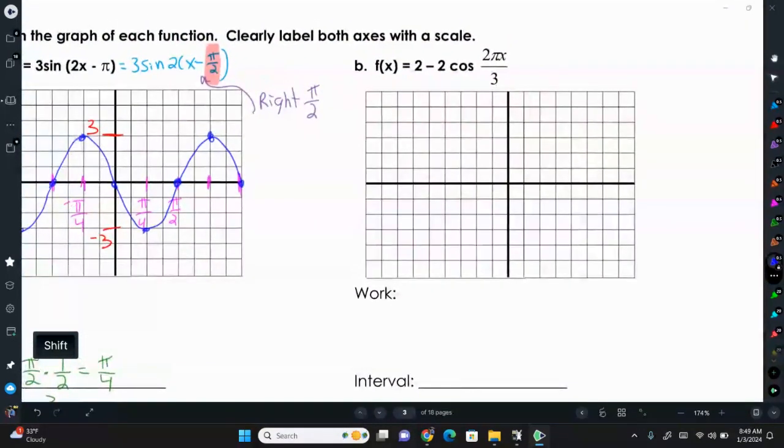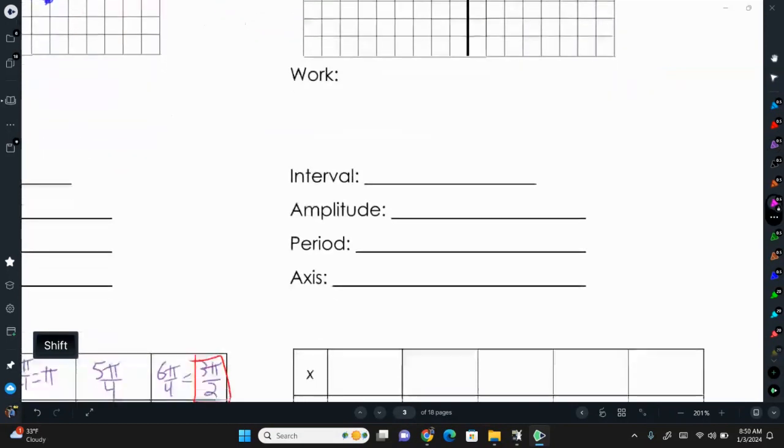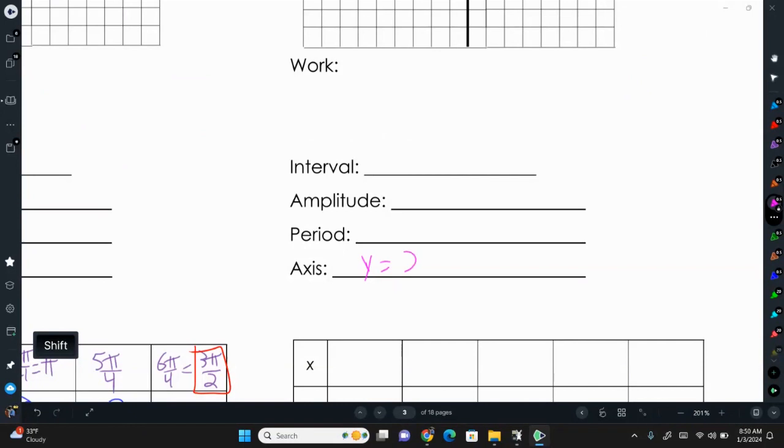All right, now with letter B, we have a vertical shift because of this 2 right here. Remember, you could rewrite this as -2 cosine of 2 pi x over 3 plus 2. So there's actually a lot going on in this problem, and let's put those in parentheses just to further emphasize that plus 2 is a vertical shift, not a horizontal one. So now our midline, or axis, is y equals 2. Our amplitude is also 2, but because it's negative, now we're going to start at the bottom.